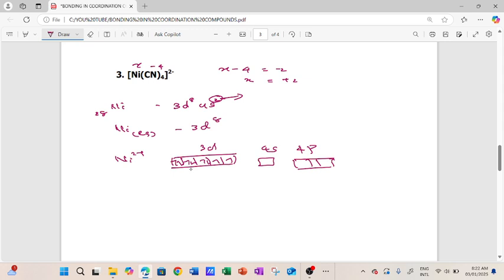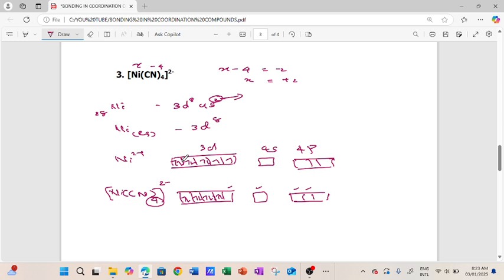Now you need to look into the coordination number, which is 4. So we need 4 empty orbitals. We'll count 1, 2, 3, 4. So 4 empty orbitals are already there. We don't need to take 4d orbitals and all. Now you join this d, this s and 2p. Means 1 d is there, 1 s is there and 2p are there. So dsp2.